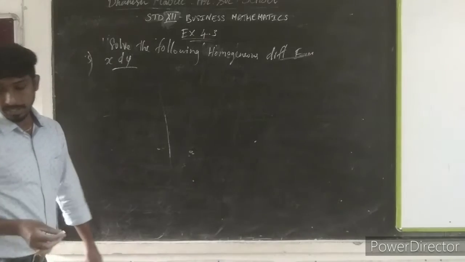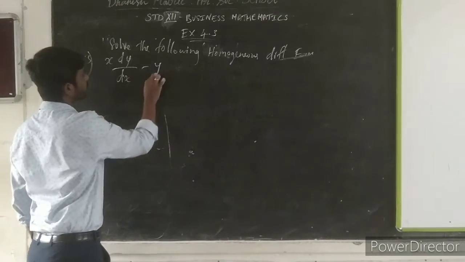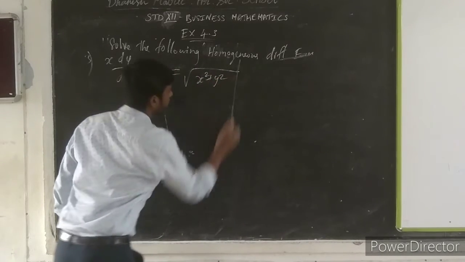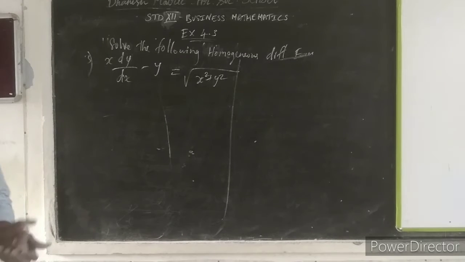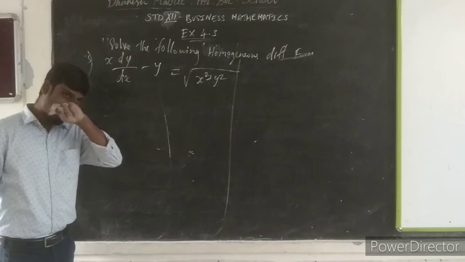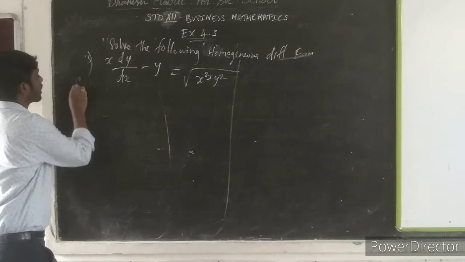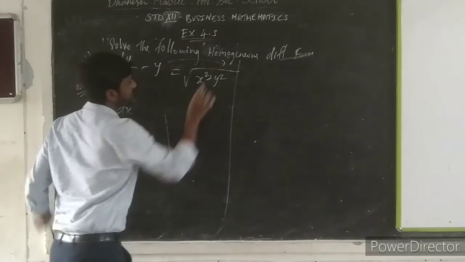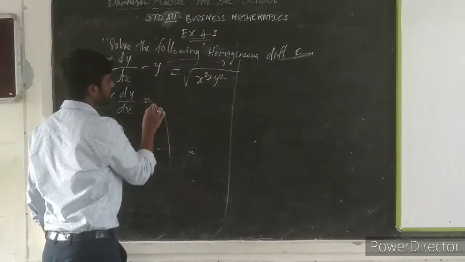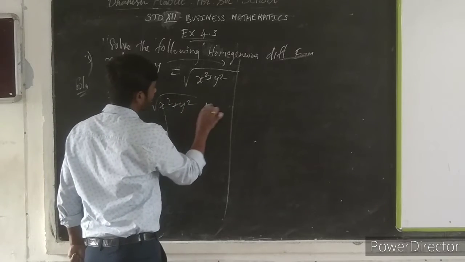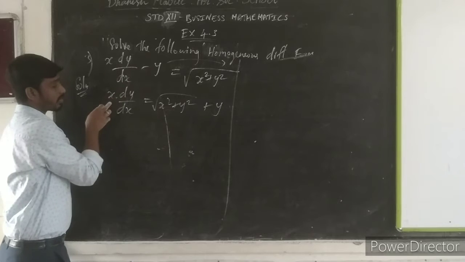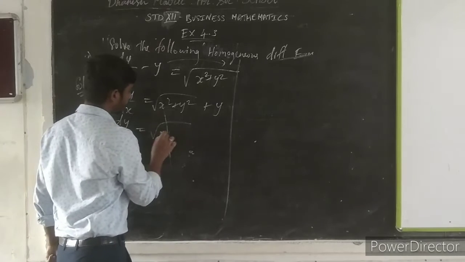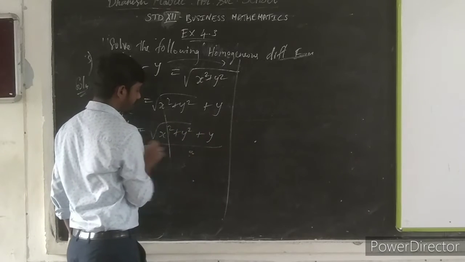x dy divided by dx minus y equal to root of x square plus y square. So first we are going to modify it into dy divided by dx. So x dy divided by dx, this minus y will go to the other side with the sign changed into plus y, equal to root of x square plus y square plus y. Here the multiplication of x will go to the other side and change into divide. So dy divided by dx equal to root of x square plus y square plus y, divided by x.